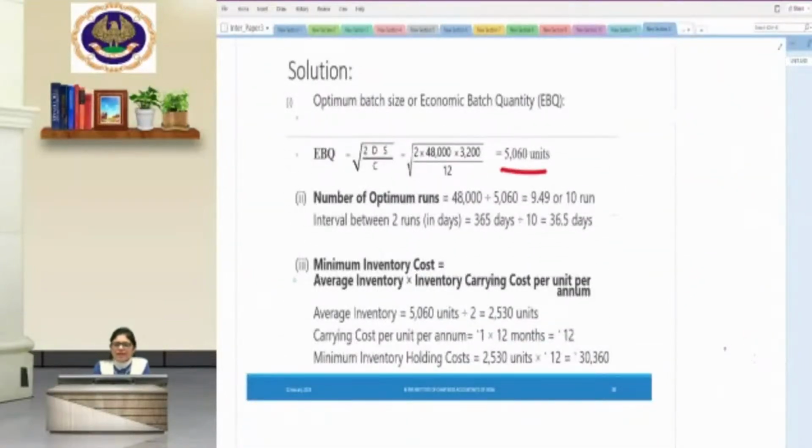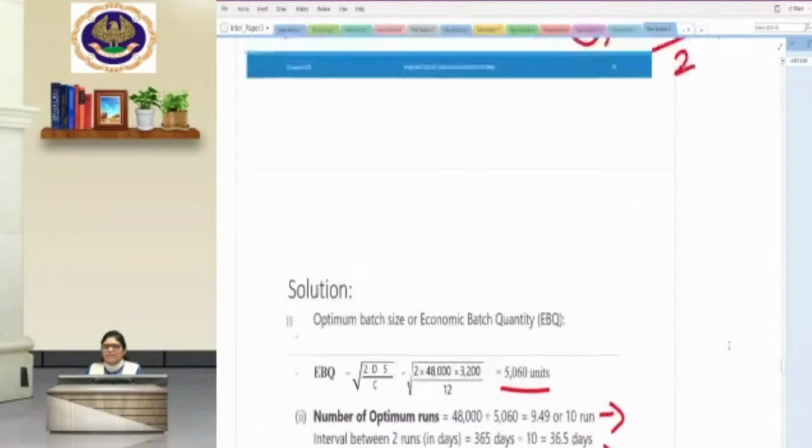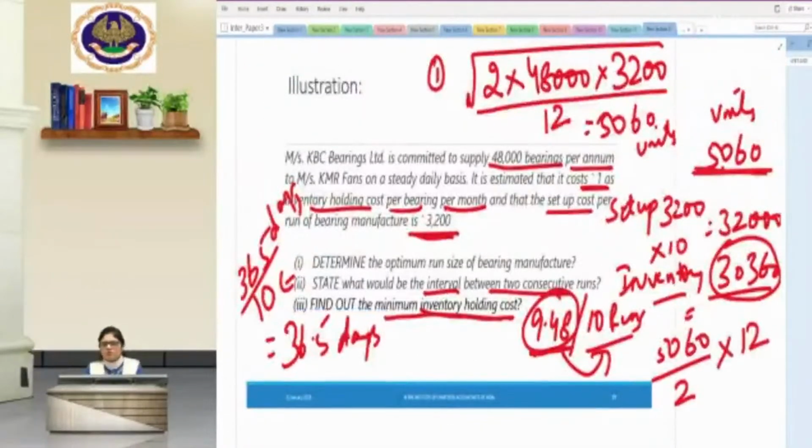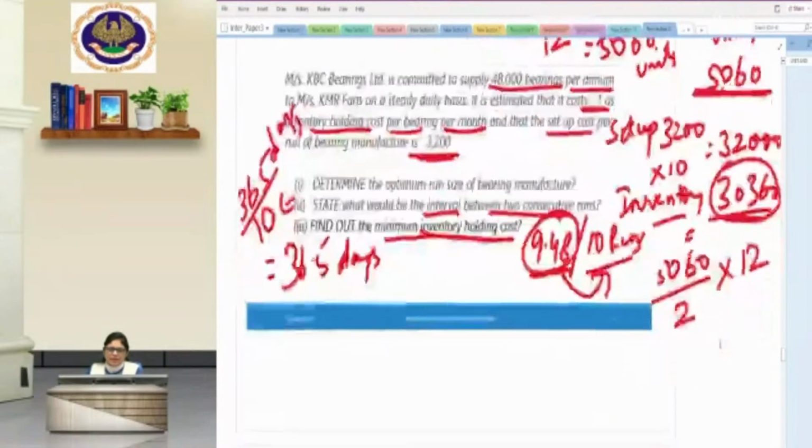Okay. 5060, we have calculated 10 runs, 36.5. They are just asking the inventory holding cost, average inventory into carrying cost per unit per annum. So 3,360. They're just asking the inventory holding cost. We have calculated the setup cost also, but they're just asking the inventory holding cost. That is 3,360.